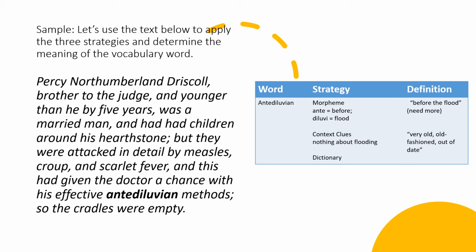That's not really sparking anything for me. So I need to go to this second strategy, which would be to examine the context clues. And in this case, if I put in before the flood, where it goes in context and read everything around it, it's still not giving me a whole lot of understanding or meaning. So there's nothing about flooding in this text.